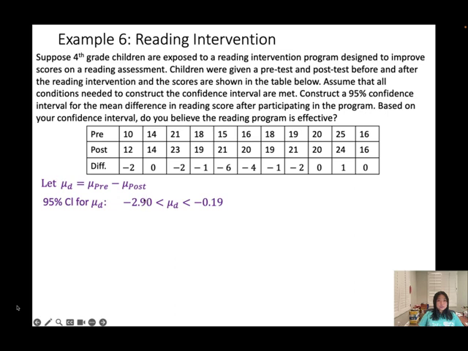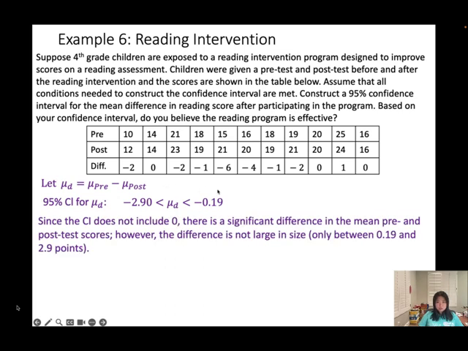And then you could see both values are negative. This interval is not including the 0, so I believe the means are not equal to each other. Both values are containing negative values. So there is a significant difference in the mean pre-test and post-test score.